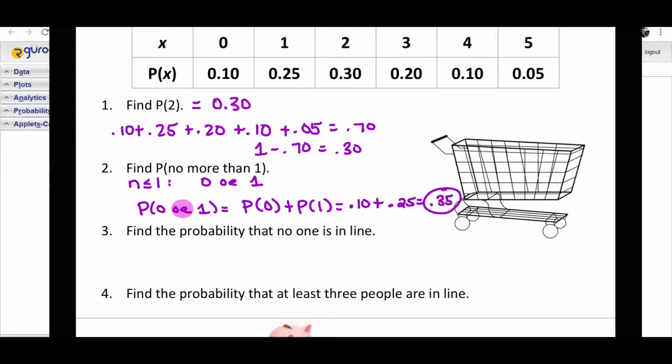All right, so the probability that no one is in line is the probability of 0, which we can just pull off the table, so that's just 0.10. What's the probability of at least 3?